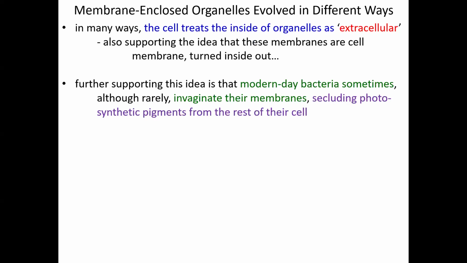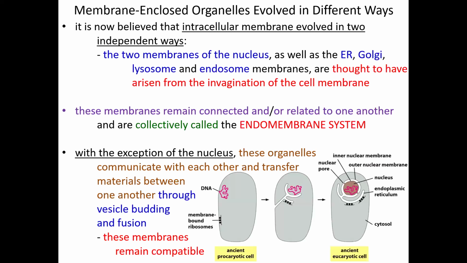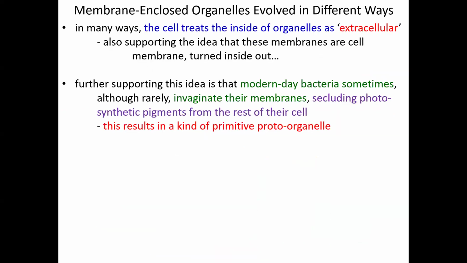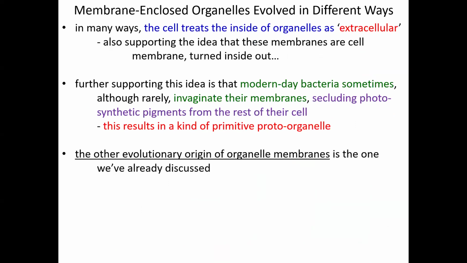Further supporting the idea of the endomembrane hypothesis is that we witness right now modern day bacteria sometimes, rarely, but sometimes invaginating their membranes in just this way. Specifically, we see this in the cells that make bacteriorhodopsin, for example. Bacterial cells that have these photosensitive proteins, they typically seclude those photosensitive pigments like retinol from the rest of the cell by doing these invaginations. And the result of this is kind of like a primitive almost organelle or proto-organelle.